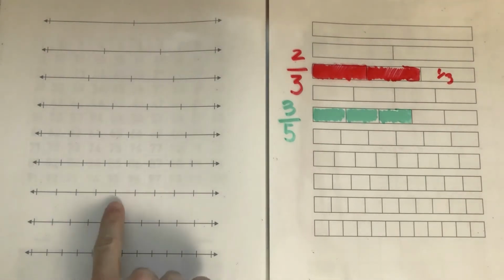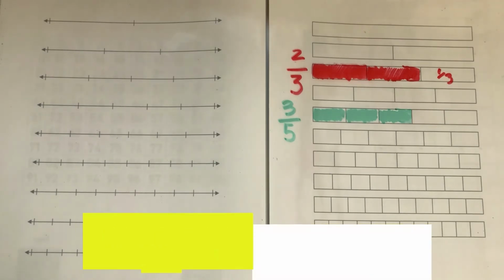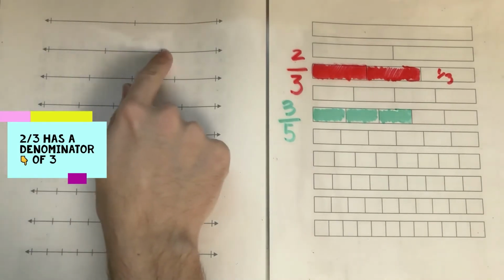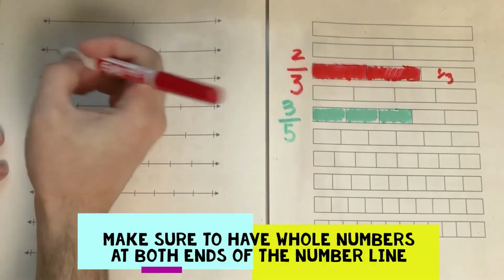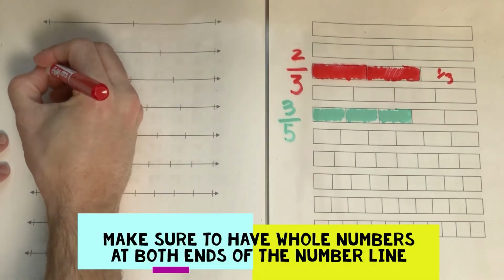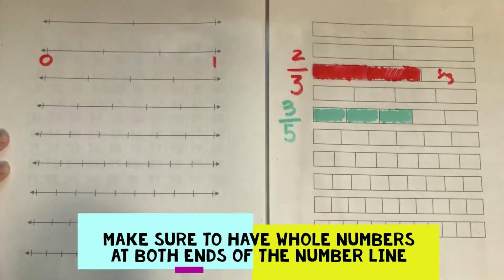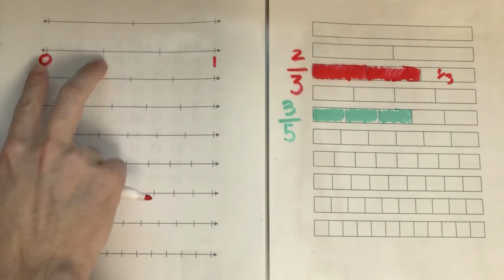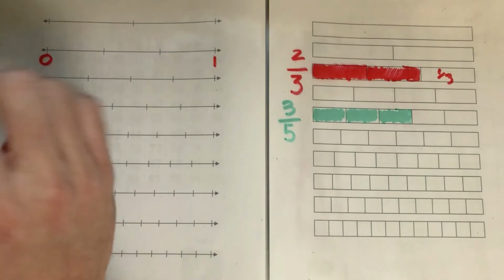You can also use number lines to represent fractions. Like the models, number lines need to be divided into equal parts. Let's find 2/3 again. 2/3 needs to have 3 equal parts. 1, 2, 3. Always start your number lines with a whole number. 0, this number line goes from 0 to 1. This number line has 3 equal parts, 1, 2, 3, and each part is 1/3.